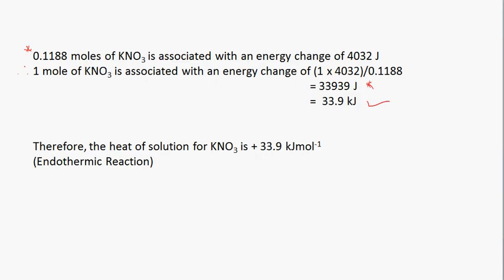Alright, now we're not finished as yet. Now we said that the reaction was endothermic because the reaction mixture absorbed energy from the surroundings. There was a temperature drop, and for an endothermic reaction we need to put a positive sign in front of our answer. So the heat of solution for potassium nitrate is positive 33.9 kilojoule per mole.